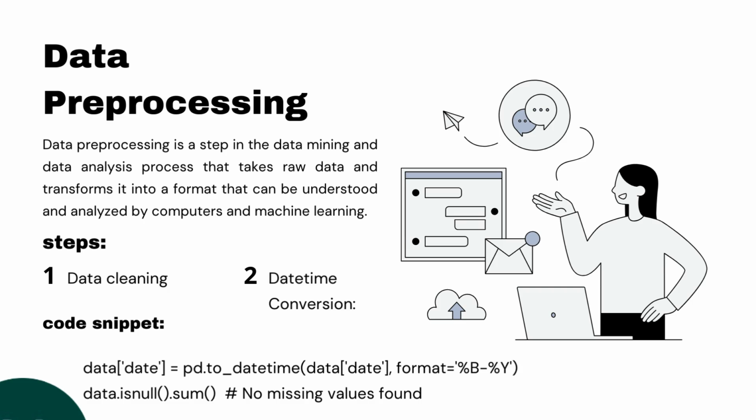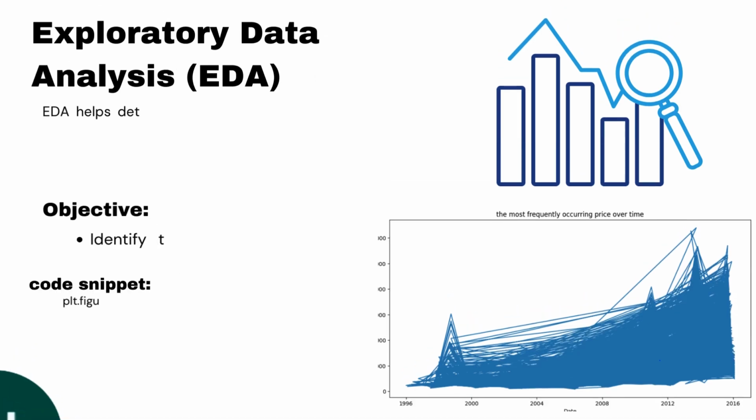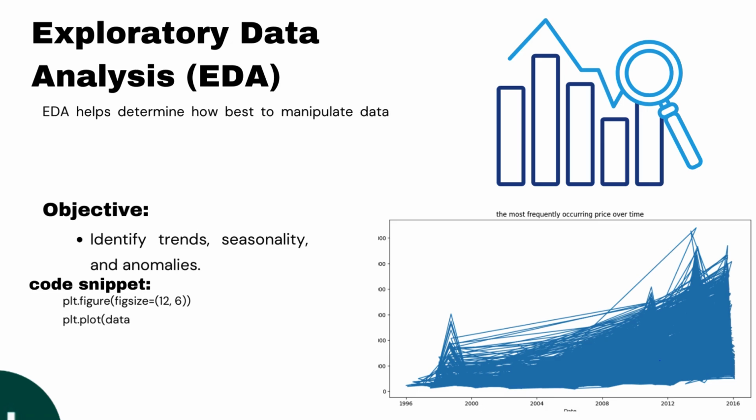At the end of this step, we found that there are no null values and we have clean data, and also we converted the date variable successfully. To identify trends, seasonality, and anomalies, we should use exploratory data analysis, or we call it EDA.